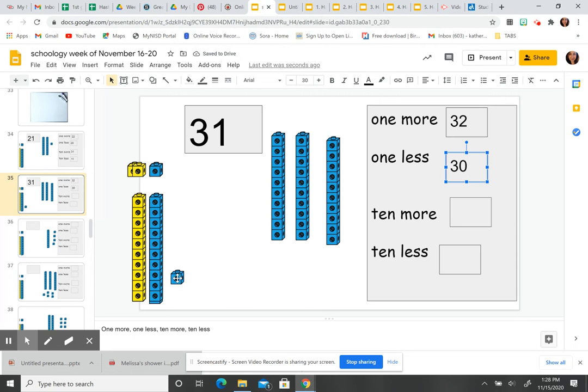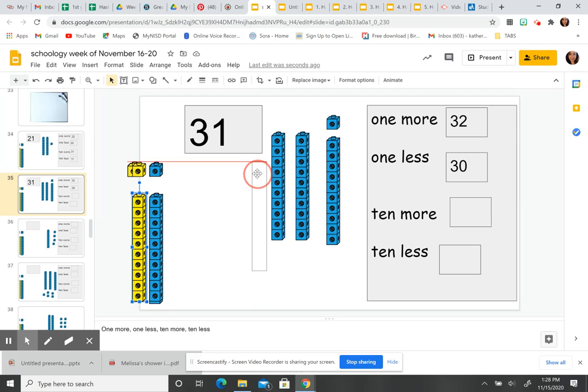Okay, before I do anything else, I need to set back to my original number, which was 31. Okay, and now think, I want to add 10 more, not one more. I want to add 10 more. So I'm going to drag a 10 and add a 10. Okay, go ahead and count to see if you can figure out what 10 more is, and go ahead and write it on your board.